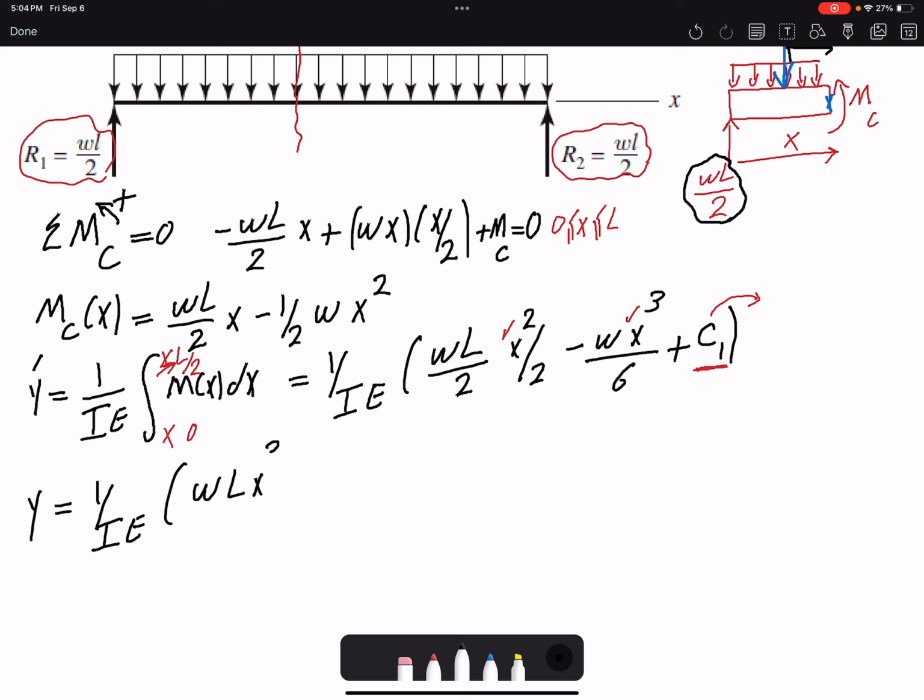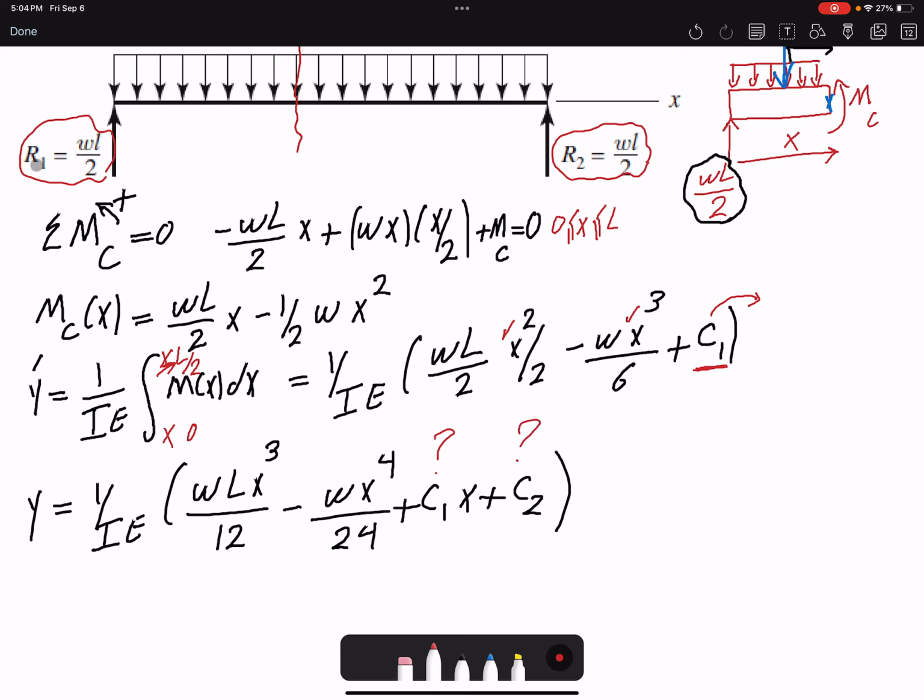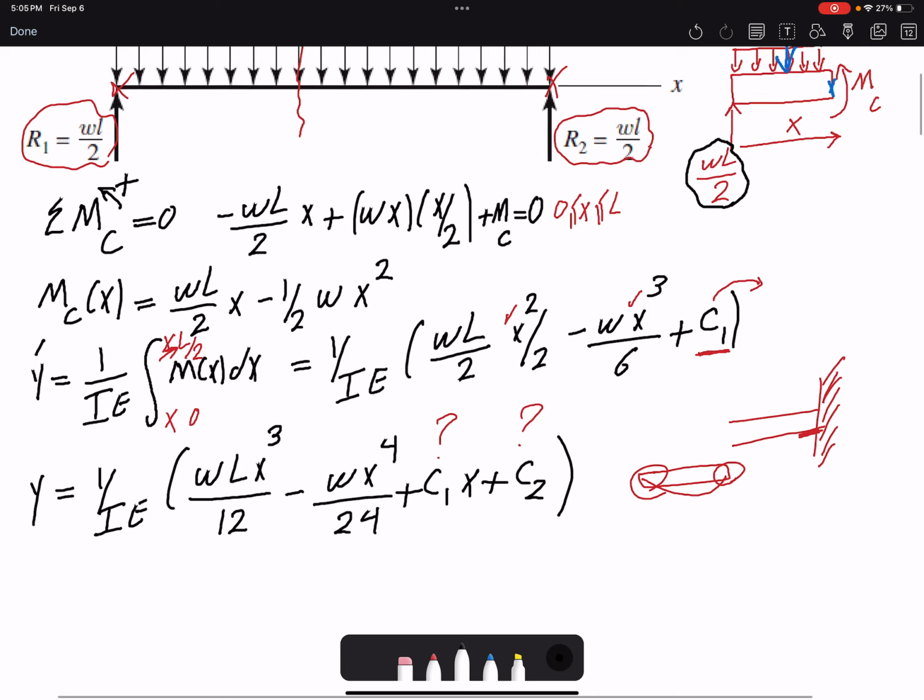So WLx cubed over 12 minus Wx to the 4th over 24 plus C1 x plus C2. I have two unknowns, C1 and C2. I need to find them based on our boundary conditions. What are the boundaries of the beam? The beginning and the end. We know at the beginning and the end, the deflection is 0. The slope, I can't judge because it's not a clamped support. If I was dealing with a clamped or fixed support, I could say that at this location the slope would be 0. But for a simply supported case like we have here, all I know is that the deflection at the two ends would be 0. And that's all I have.